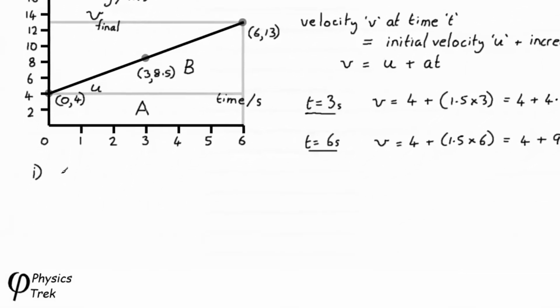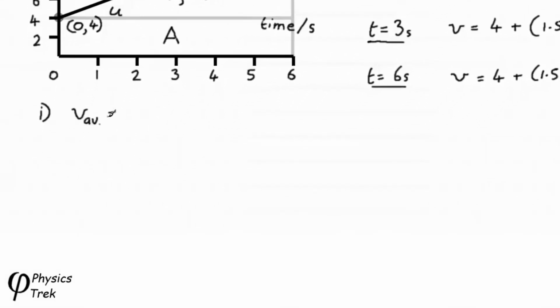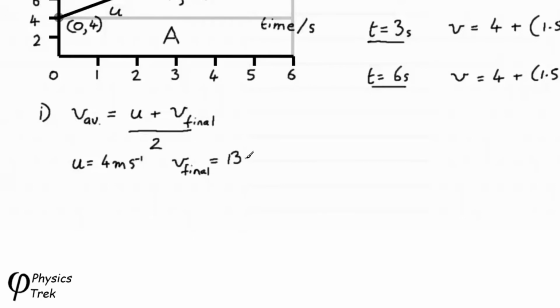Now to the first part of the question. The average velocity is equal to the initial velocity u plus the final velocity v final divided by 2. Now u is equal to 4 meters per second and v final is equal to 13 meters per second. So putting these numbers in our equation, v average is equal to 4 plus 13 divided by 2, which gives 17 over 2, which equals 8.5.